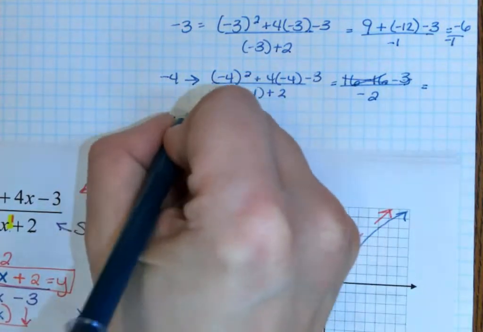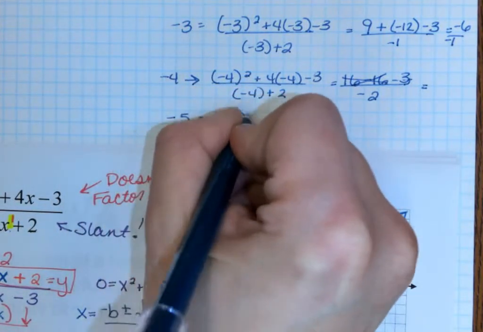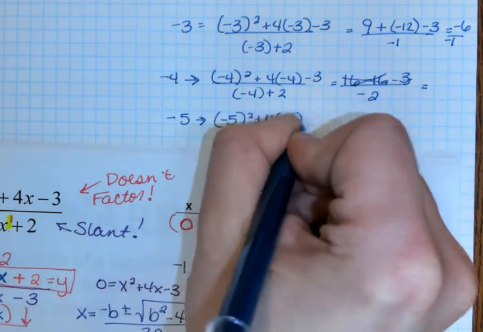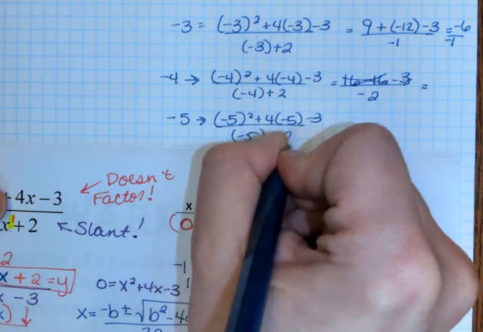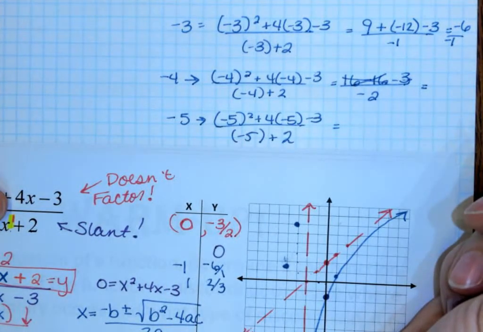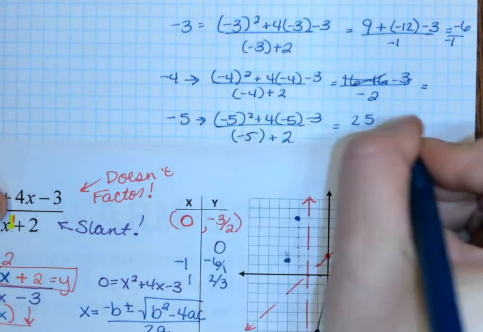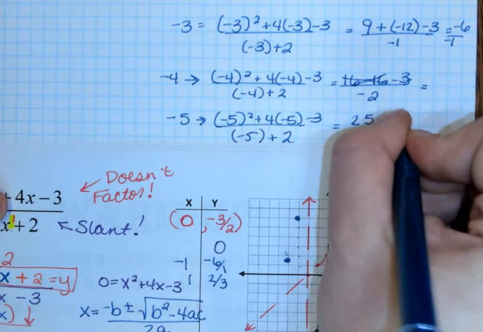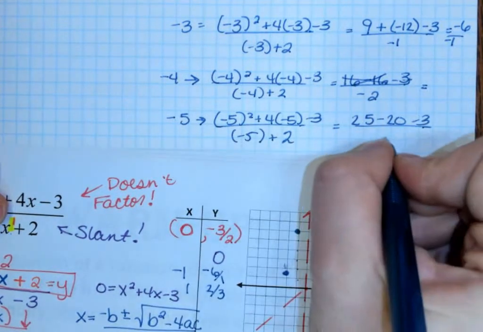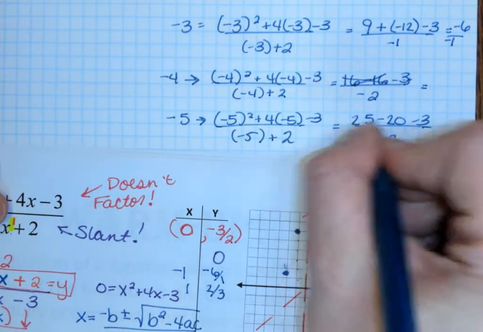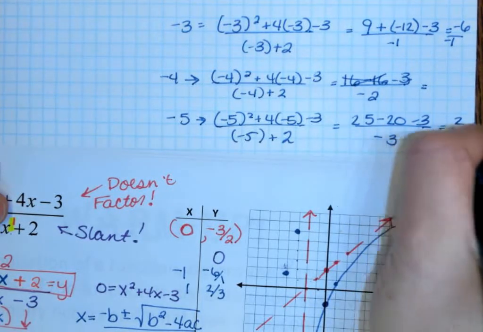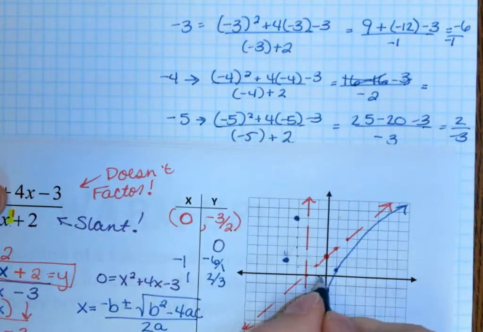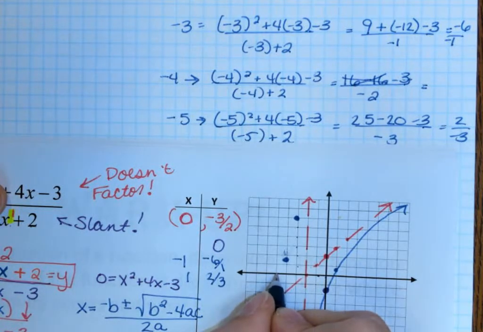And let's do negative 5. And this is the most irritating part of the whole thing. Hopefully you notice that. Negative 5 squared. 25. 4 times negative 5. Negative 5 plus 2. So 25 minus 20 minus 3. So at negative 5, 1, 2, 3, 4, 5, I'm going to be at negative 2/3.